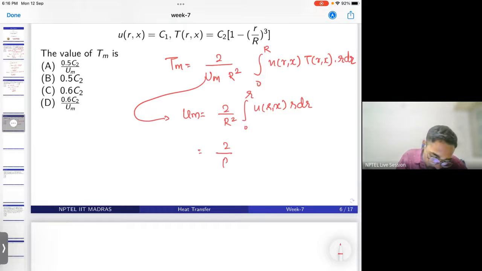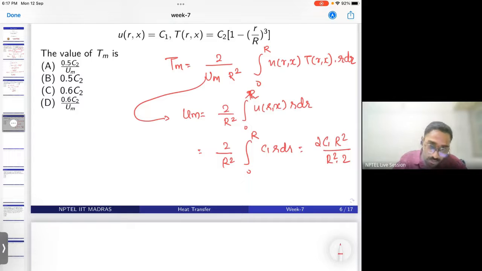That is 2 by r square, integral 0 to r of c1 r dr. So it is 2 c1 r square by r square into 2, if you integrate. c1 is a constant. Okay. So if you cancel this, we will get the value of um as c1.